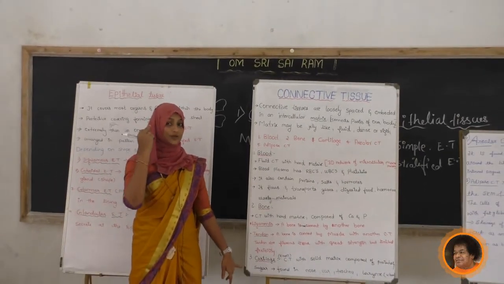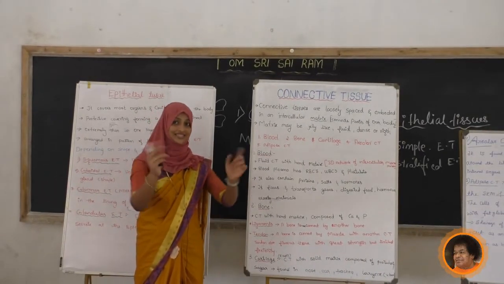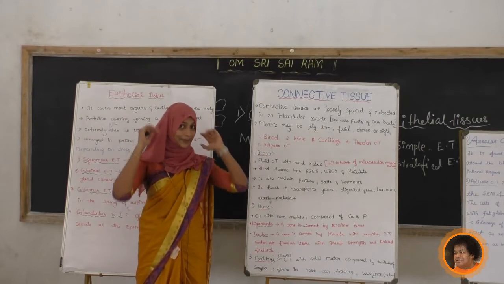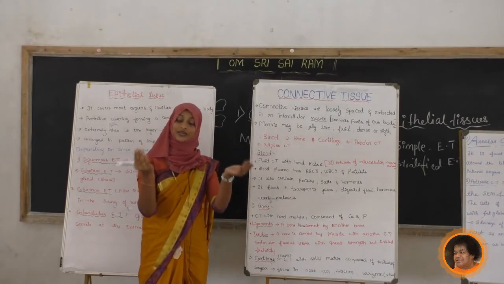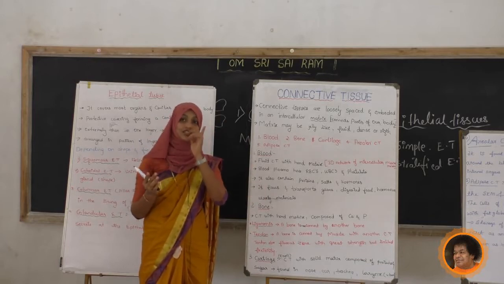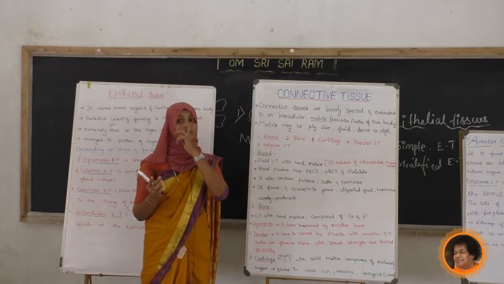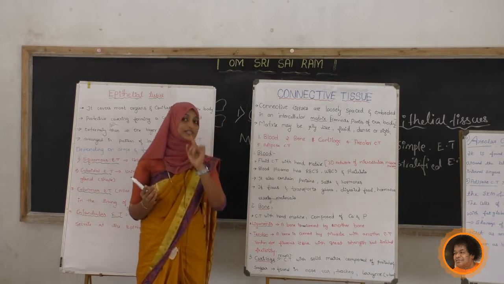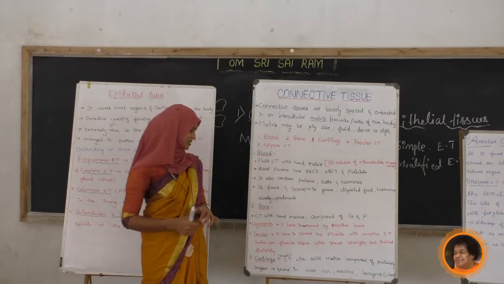Cartilage is found in the earlobes and nose, because it is elastic in nature, so that we can bend our earlobe and also change the shape of our nose. It is present over there, so it is elastic in nature.